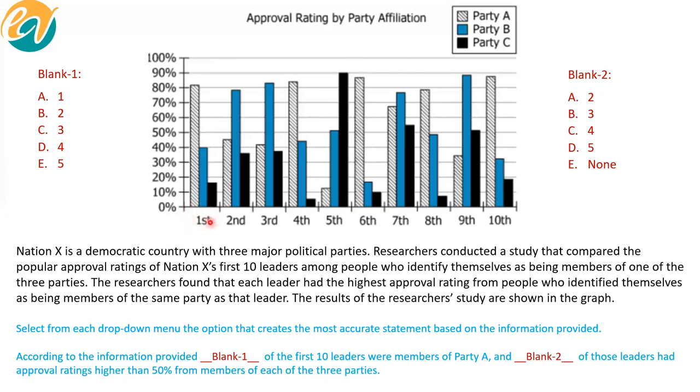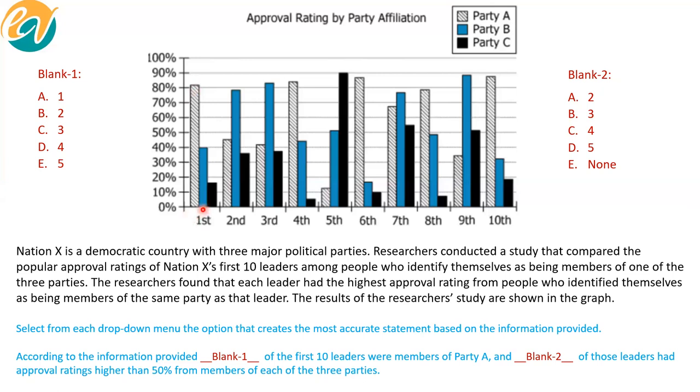So for leader one, the exact interpretation of this would be that if 100 people, okay, not leaders, people, if 100 people identify themselves as being members of party A, then out of those 100 people, 81 people approved leader one.